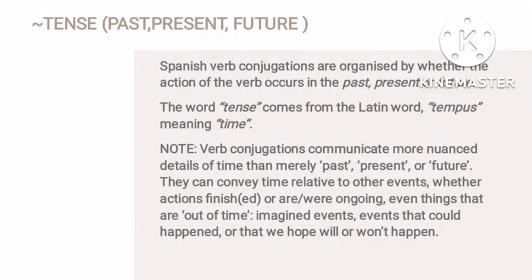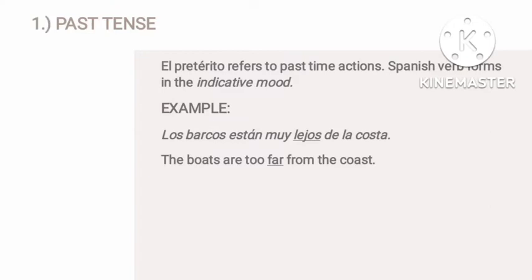Spanish verbs have tense. Spanish verb conjugations are organized by whether the action of the verb occurs in the past, present, or future. Past tense, or el pretérito, refers to past time actions. Spanish verb forms in the indicative mood. For example, "los barcos están muy lejos de la costa." The boats are too far from the coast.